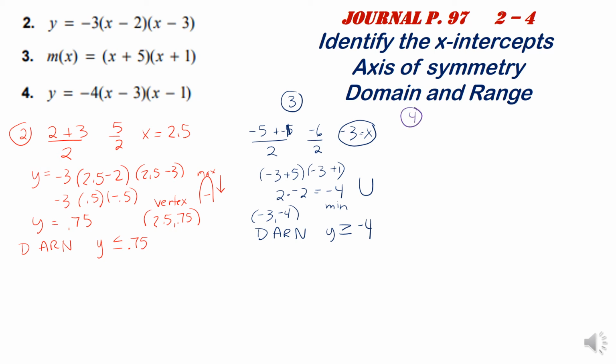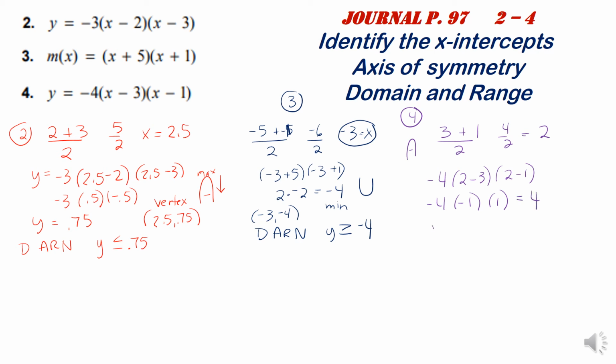Okay, here's number 4. So our x-intercepts are 3 and 1, and then we divide by 2, so it's 4 over 2 equals 2. Okay, then we're going to plug that in. Remember, we have a downward facing graph this time, so it always makes a difference. So we go negative 4 times 2 minus 3 times 2 minus 1, and we have negative 4 times negative 1 times 1. And so that equals 4.